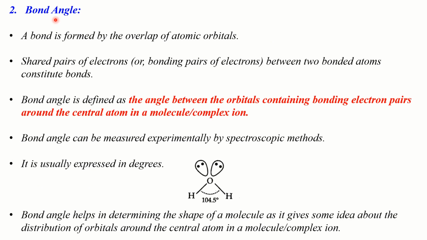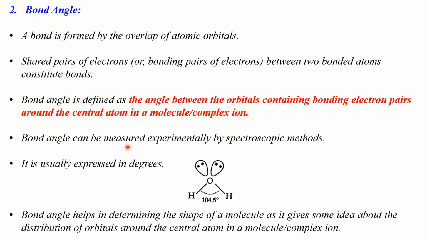The second parameter that I will explain now is bond angle. As the name itself suggests, bond angle is simply the angle between bonds. We know that atomic orbitals of atoms overlap to form bonds between them, and we also know that shared pairs of electrons or bonding pairs of electrons between two bonded atoms constitute bonds. So bond angle is nothing but the angle between the orbitals containing bonding pairs of electrons around the central atom in a molecule or complex ion. So this is the definition of bond angle.